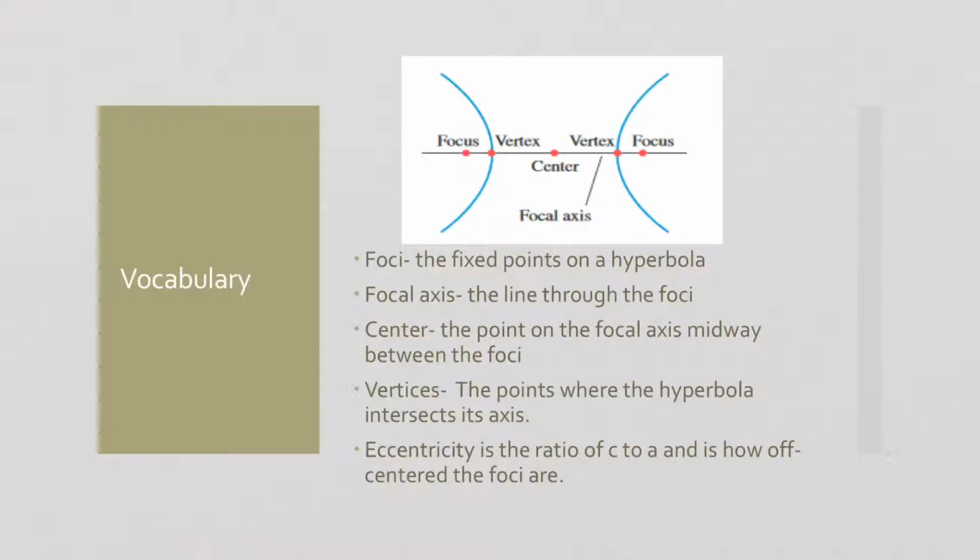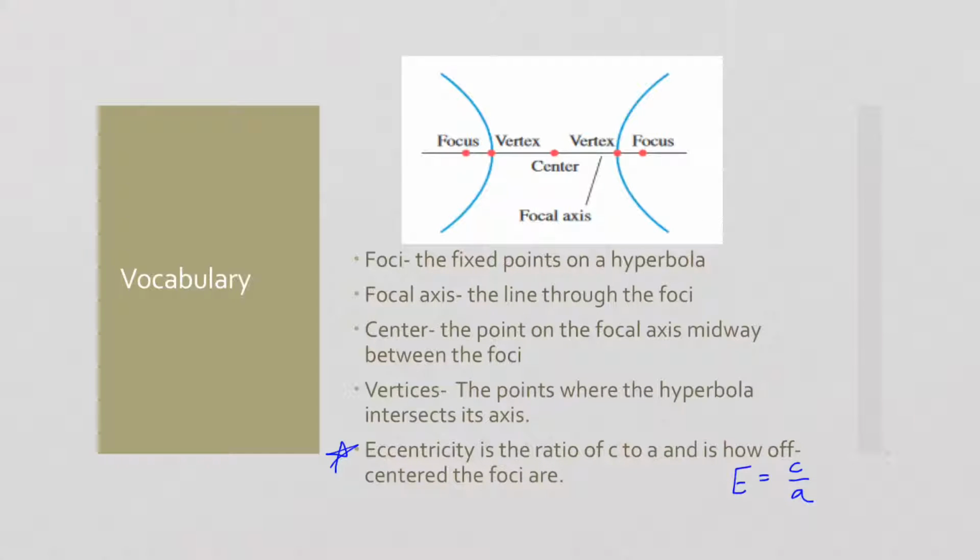So some vocabulary. We have the exact same vocabulary for hyperbola as we do for ellipse, with the exception of eccentricity. And eccentricity is the ratio of c to a, and it's how off-centered the foci are. It's kind of an odd thing to think about, but you really just need to know that it's the ratio of c to a. So our formula for that is going to be e equals c over a. And you need to write that on your formula sheet for hyperbola. e equals c over a, so that you have it.